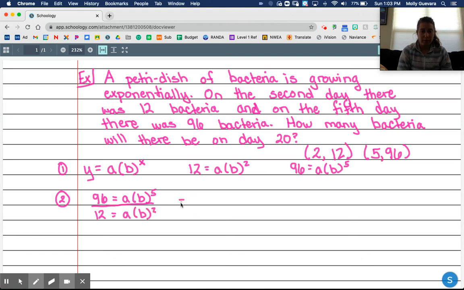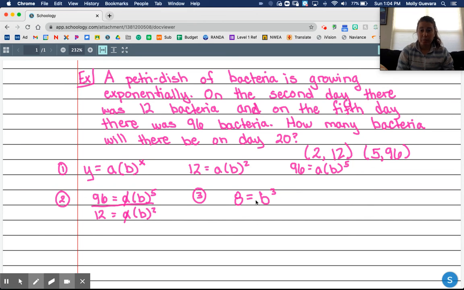And I'm going to simplify this. I guess that's step three. Just running out of room. There we go. Step three is I'm going to simplify. 96 divided by 12 is 8. The a's cancel. And then b to the fifth, again, I have 5 on top, 2 on the bottom. So I cancel, and I'm left with 3 on the top. So I'm left with b to the third.